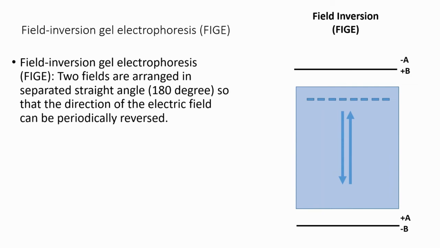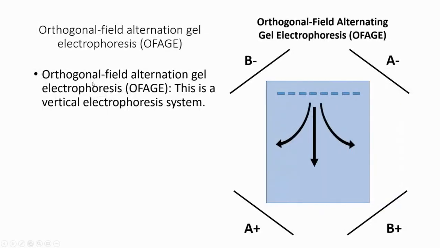Another modification, called asymmetric field inversion gel electrophoresis, AFIGE, can be used for the detection of DNA double-stranded breaks. Okay, so that's FIGE.